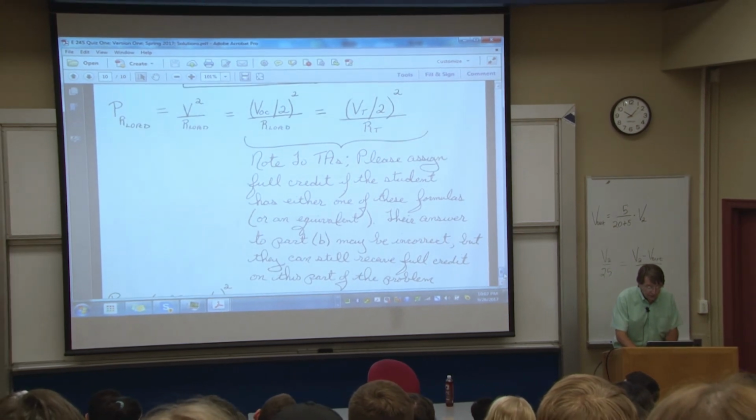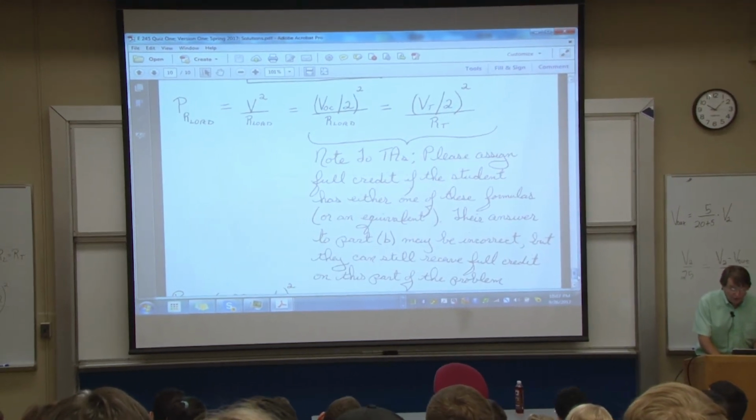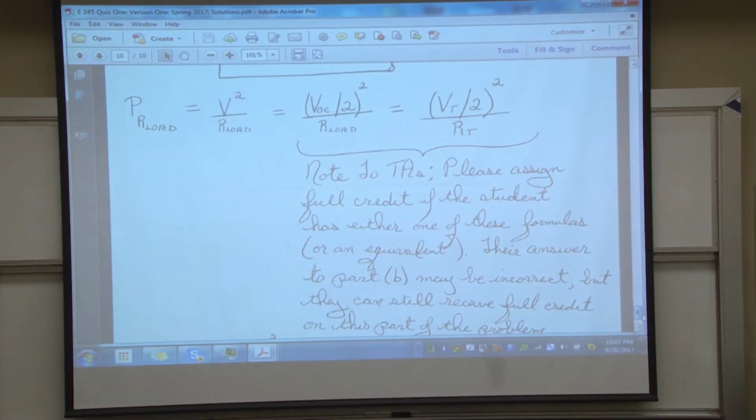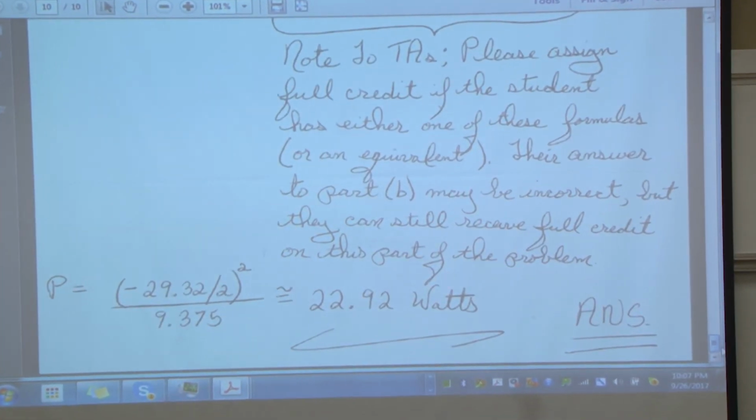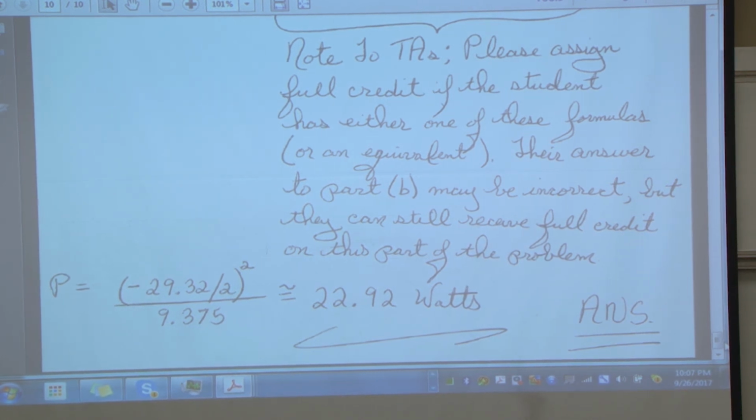I was feeling very generous. I said, even if they got the wrong value for R Thevenin, if they showed they know this, give them full credit. I was too soft. I know. I know. Never again. One more time? All right.